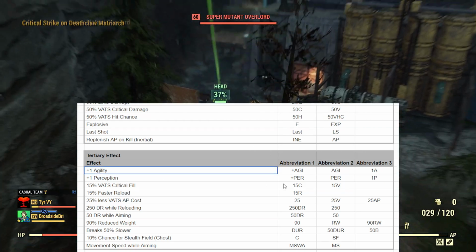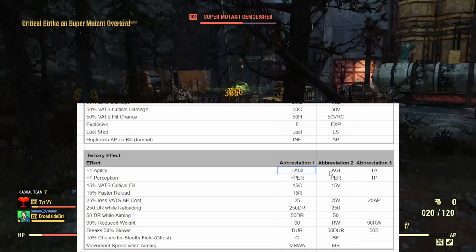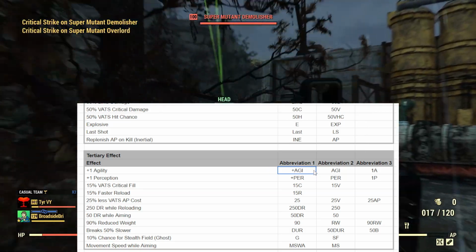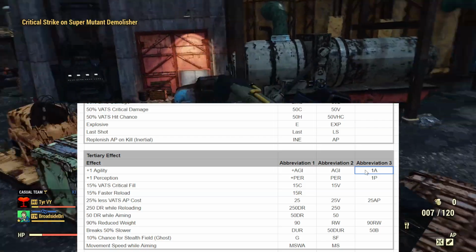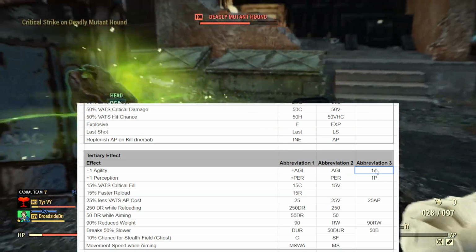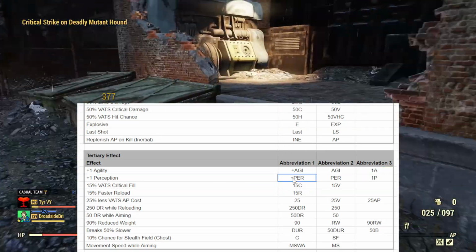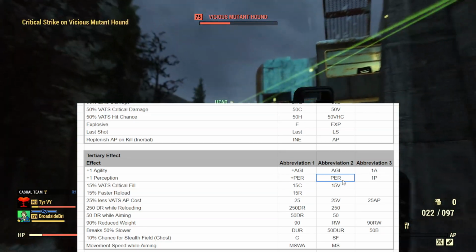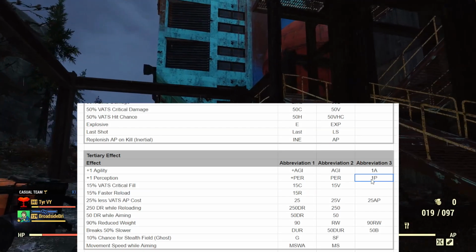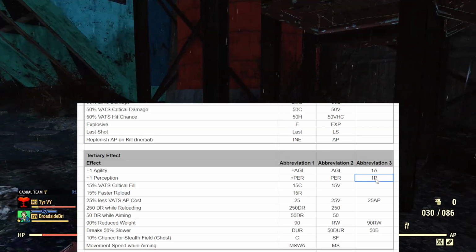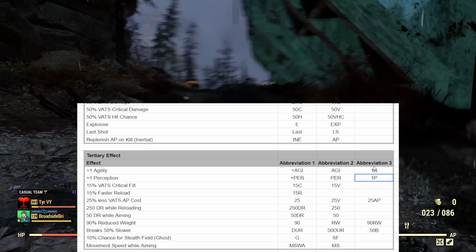However, for agility, most commonly people do write just AGI or +AGI. Those are common. 1A, like I said, will be changed to 3A or +3A, however you want to write it. Same for perception. +PER is just fine. PER is just fine as well. If you are used to writing 1P or +1P, you're going to have to change it to 3P or +3P in the future.